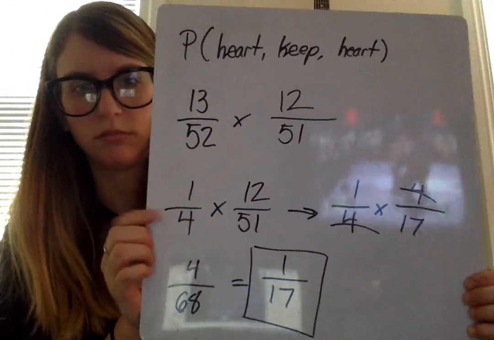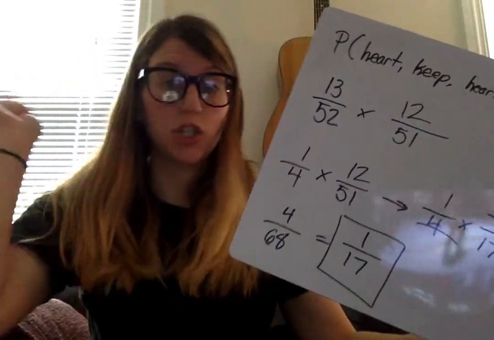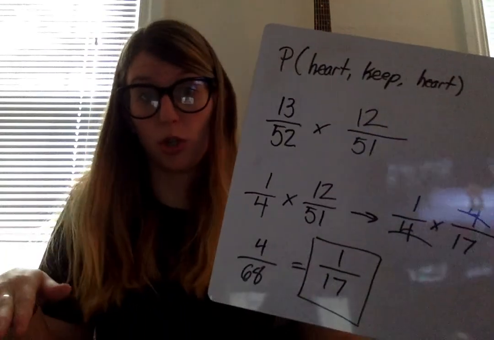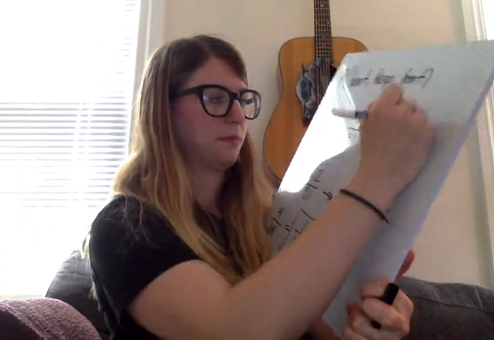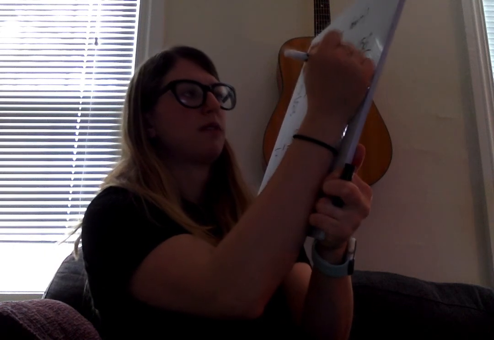Let me do this real quick. If I did it from the very beginning, and I was like, I'm not messing around with simplifying. I'm not taking a chance of being wrong. She's going to accept a non-simplified answer. Let me just do what I know. 13 times 12 is 156. And then I would do 52 times 51, and I get 2652.